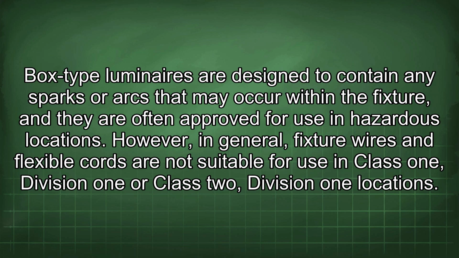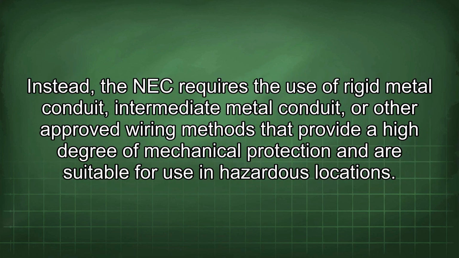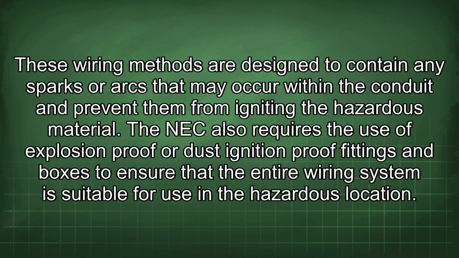However, in general, fixture wires and flexible cords are not suitable for use in Class 1, Division 1 or Class 2, Division 1 locations. Instead, the NEC requires the use of rigid metal conduit, intermediate metal conduit, or other approved wiring methods that provide a high degree of mechanical protection and are suitable for use in hazardous locations. These wiring methods are designed to contain any sparks or arcs that may occur within the conduit and prevent them from igniting the hazardous material.